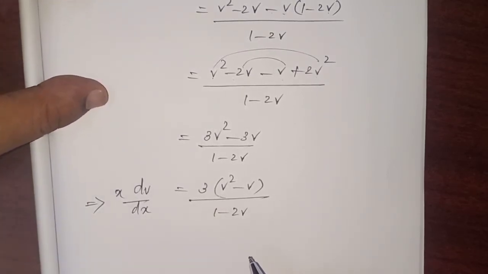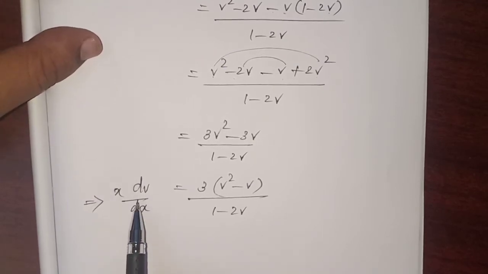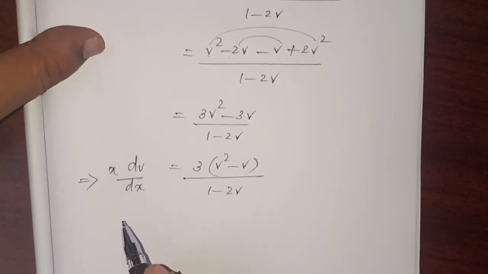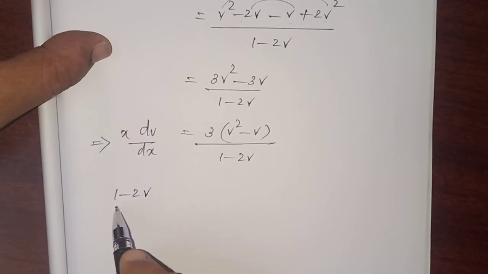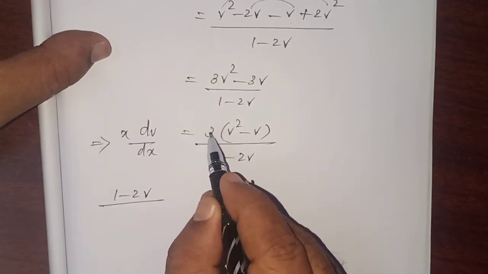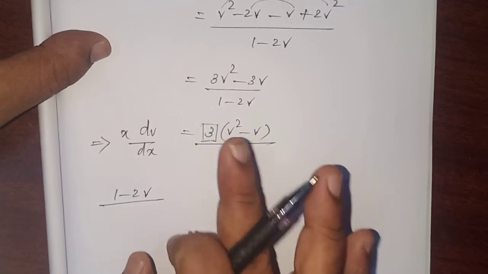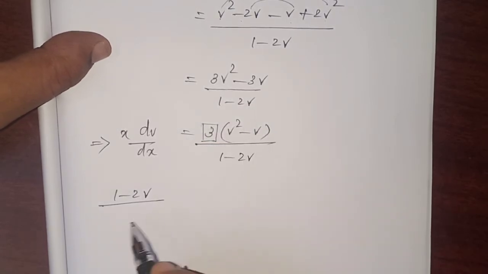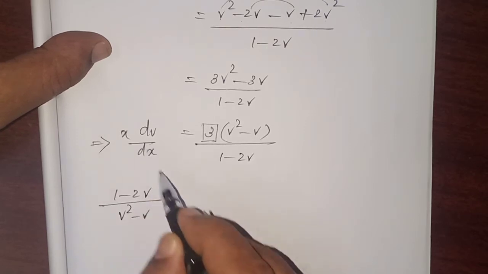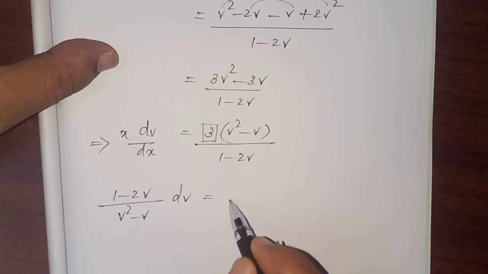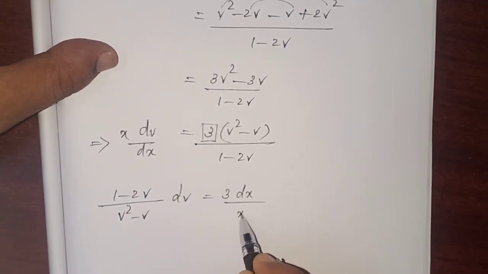Now we can separate the variables. Since we have dv in the left hand side, we have to take all the v terms to the left hand side. So cross multiply 1 minus 2v divided by, you can retain the constant 3 in the right hand side itself. Constant let it be in the right hand side. So you have to bring down that v squared minus v, and dv here, that is equal to 3 is here already, cross multiply dx divided by x.